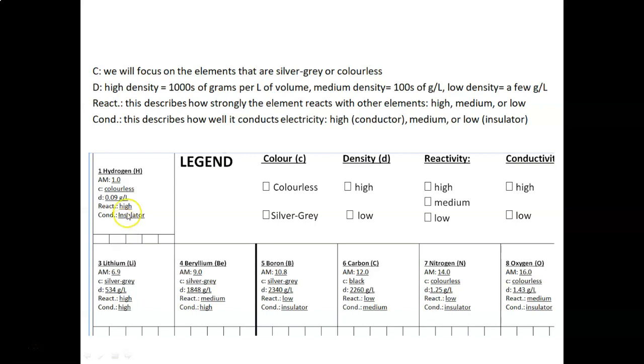If they have a high density, so in the thousands, I'll give that one color. Medium density, in the hundreds, I'll give another color. And low density, I'll give a third color. Same with reactivity: high reactivity will be one color, medium another, low a third, and the same for conductivity. So let's take a look at how this would work.